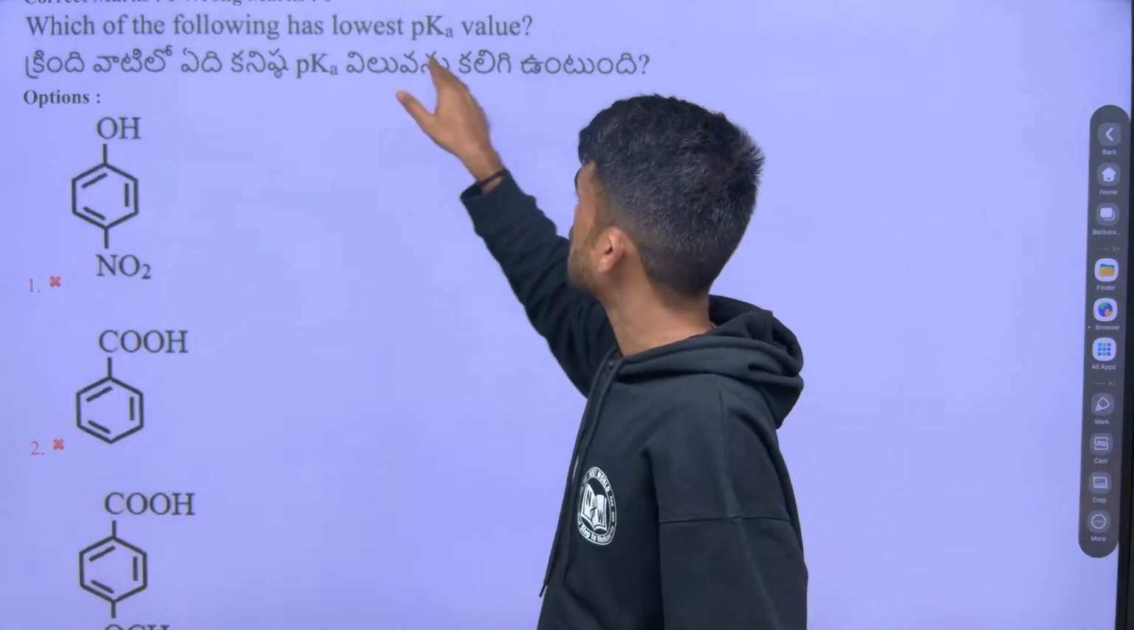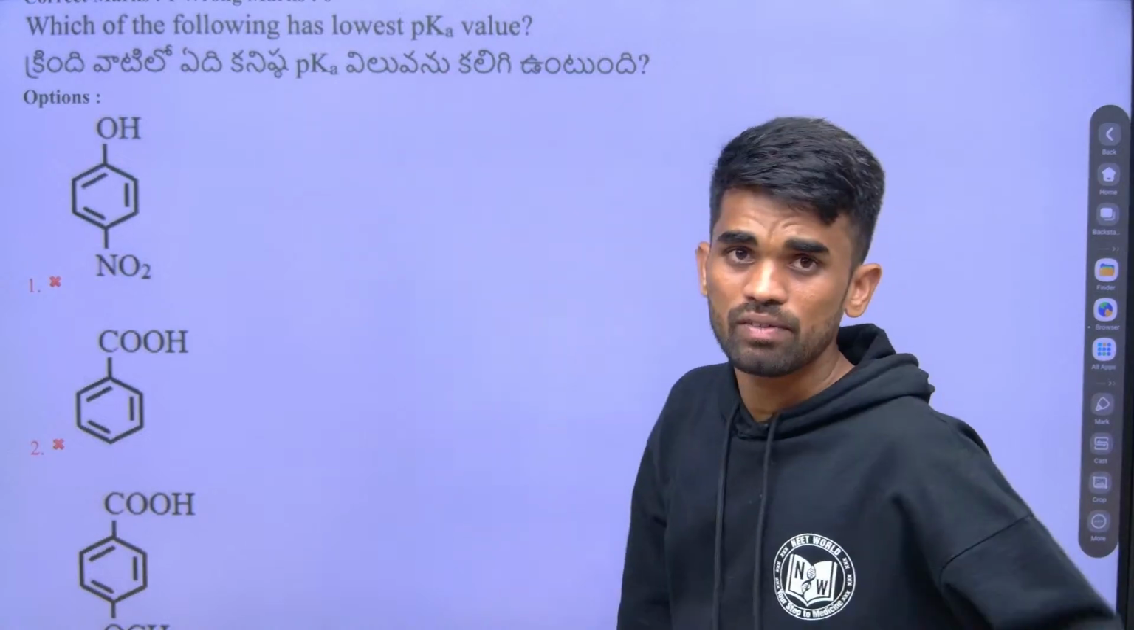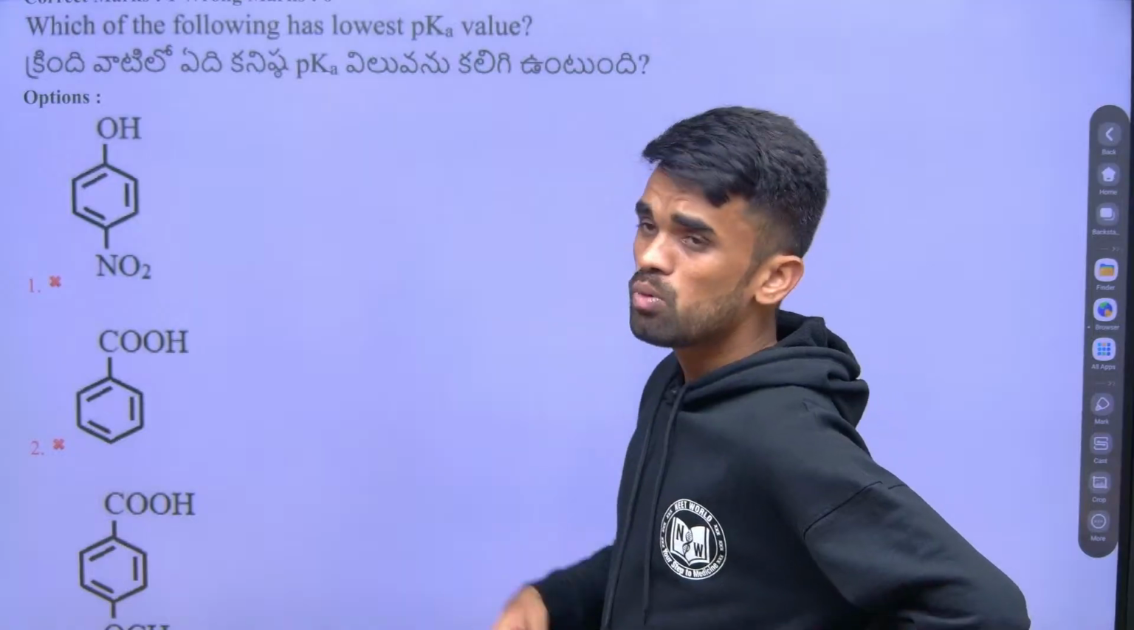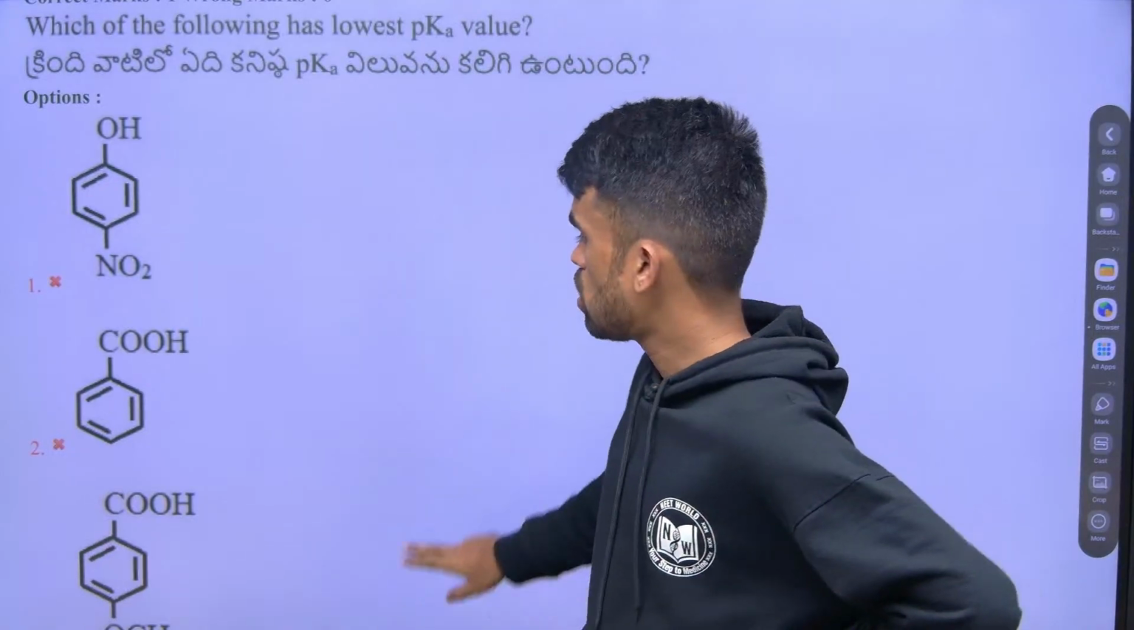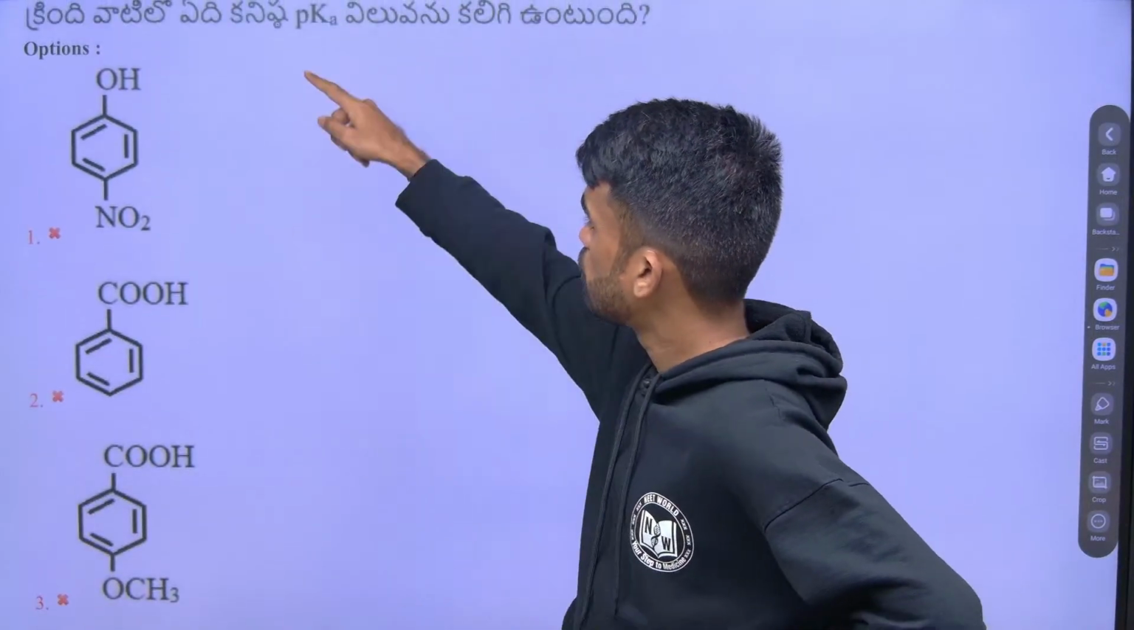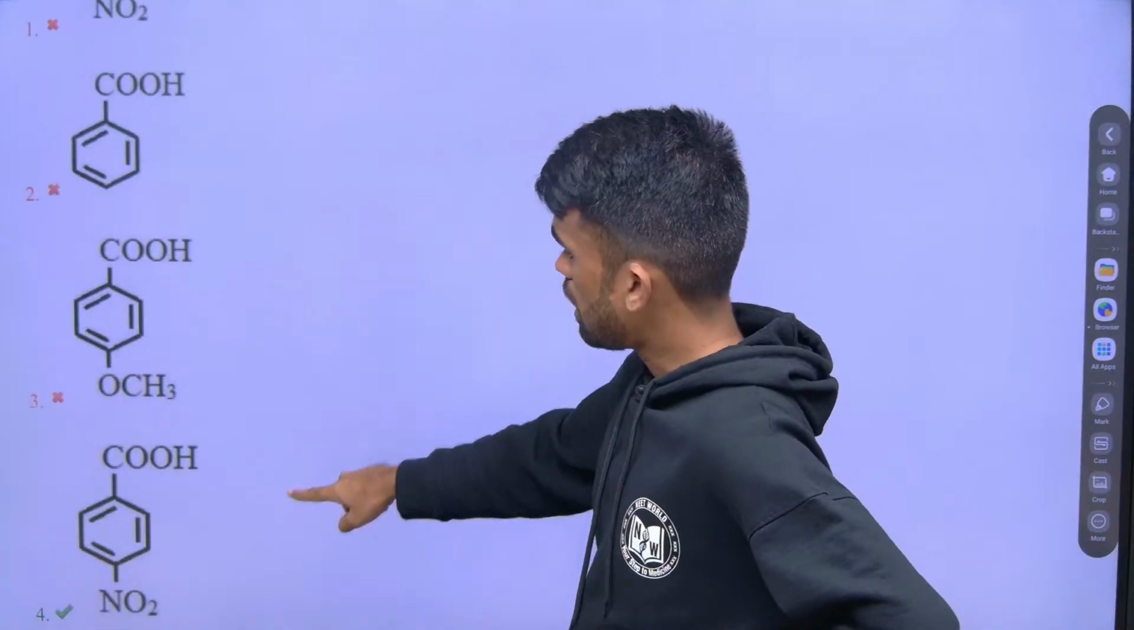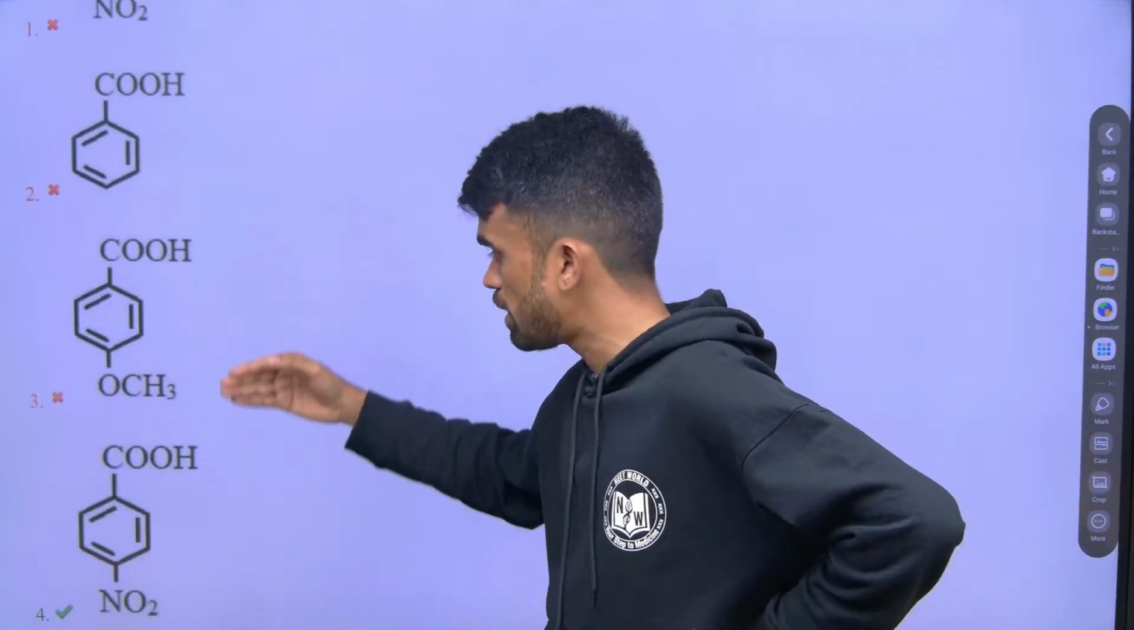Okay, which of the following has the lowest pKa? Tell me which has the lowest pKa. So, more acidic means lower pKa. Out of these, we have phenols and carboxylic acids, with electron releasing groups and electron withdrawing groups.